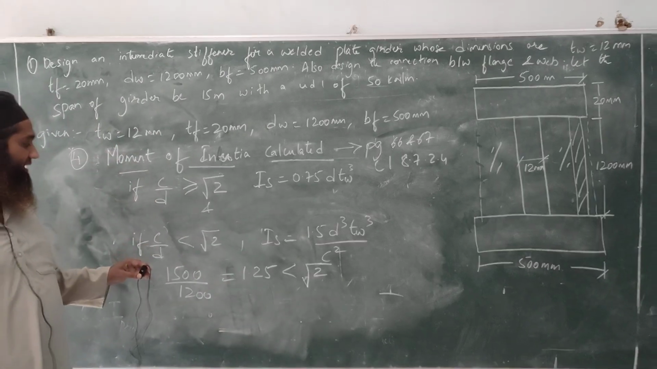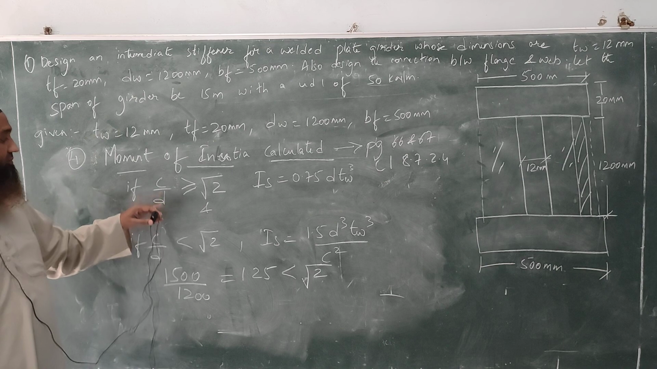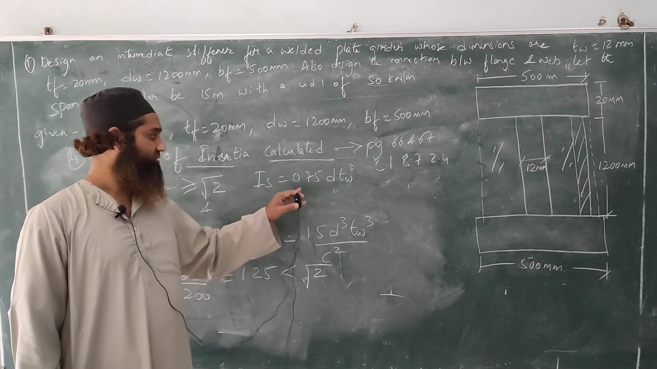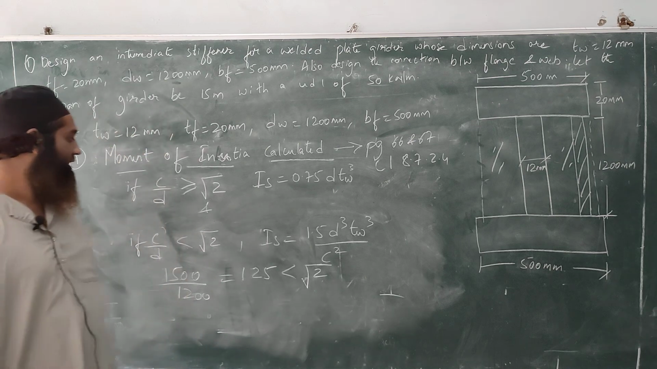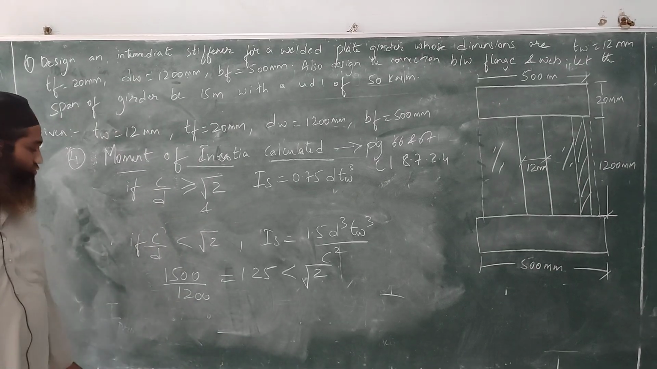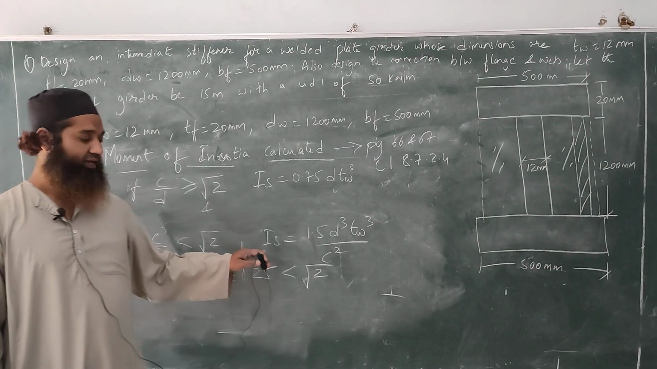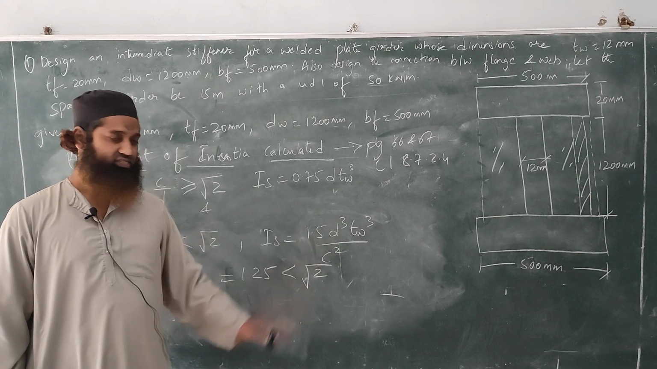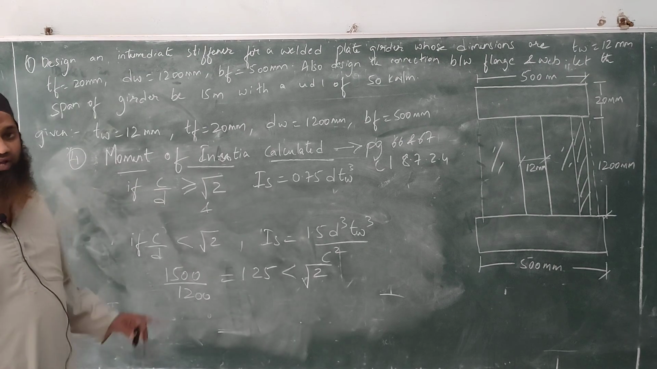C by D. There are two clauses that have been given. If C by D is greater than root 2, we'll have to provide moment of inertia 0.75 d TW cube. And if C by D is less than root 2, moment of inertia IS will be 1.5 d cube TW cube by C square. So it is very important, we'll have to check these values.